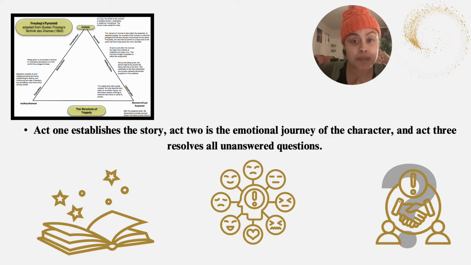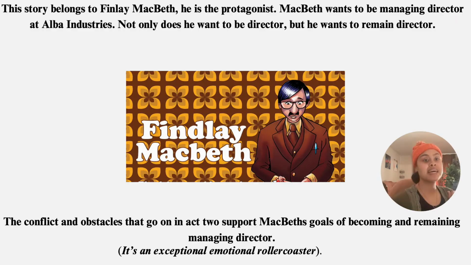So Act 1 establishes the story. Act 2 is the emotional journey of the character, and Act 3 resolves all unanswered questions. This story belongs to Finley Mcbeth. He is the protagonist. Mcbeth wants to be managing director at Alba Industries. Not only does he want to be managing director, he wants to remain managing director.